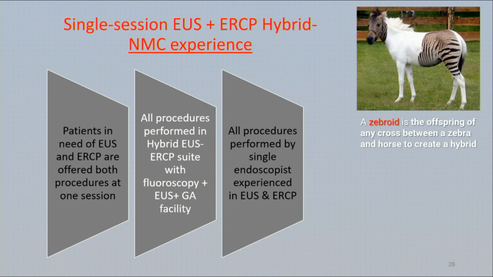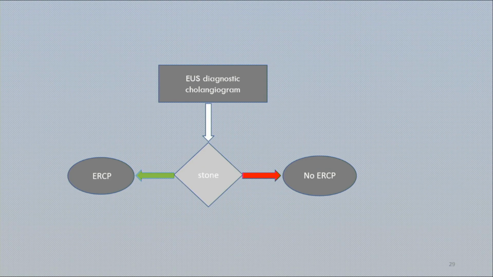So this has the advantage that you don't have to give the patient sedation again or bring them for another procedure. In one setting you can finish the entire procedure. This is of prime importance in patients with CBD stones, because any patient with a CBD stone, you do the endoscopic ultrasound, you find a stone, then you do ERCP in another sitting. But here you can use it as a diagnostic cholangiogram like an MRCP. You do an EUS, you find a CBD stone, you do the ERCP for that patient.